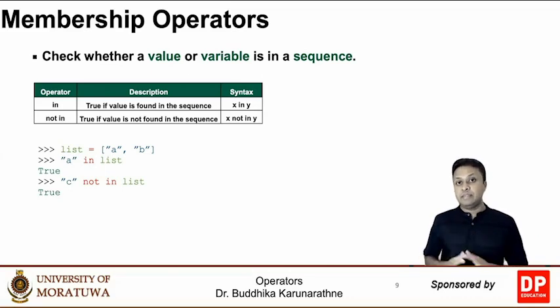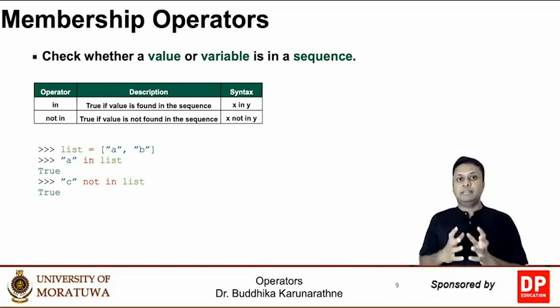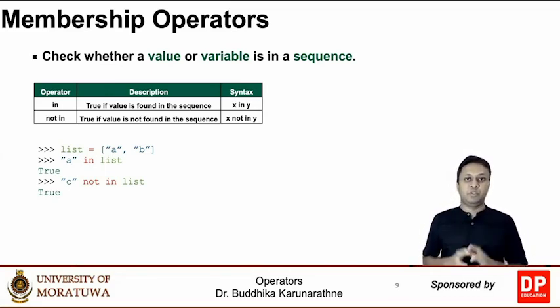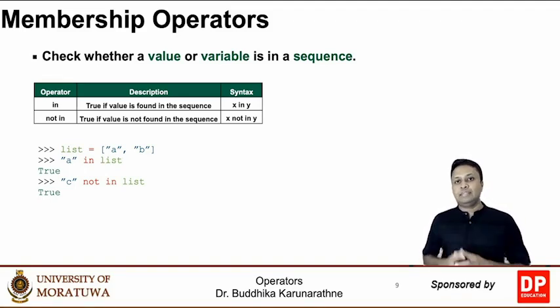For example, here we have a list with A and B. The statement A in list returns true, because the item A is included in that list. The statement C not in list also returns true, as C is not an element in that specific list.